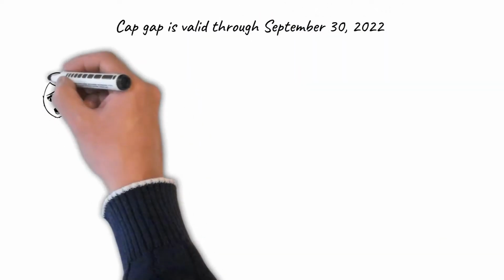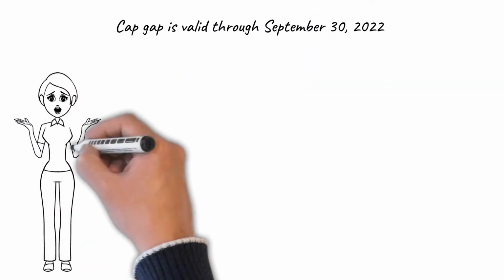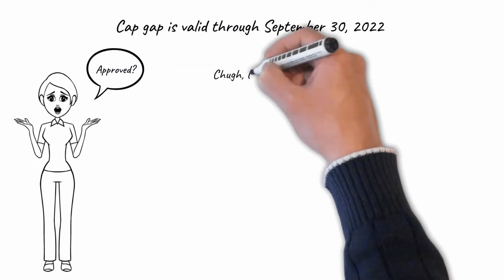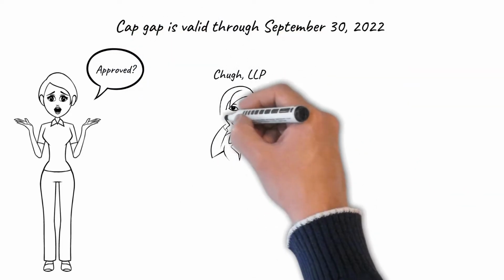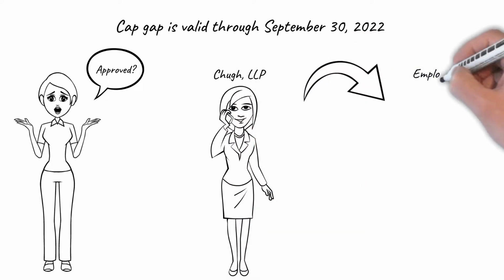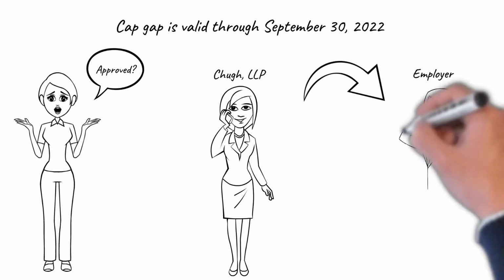CAP/GAP is valid through September 30th, 2022. You may still face a gap in work authorization if your H-1B CAP petition is not approved by then. If you are at risk of losing work authorization, your Chug LLP attorney will coordinate with your employer to mitigate the situation.